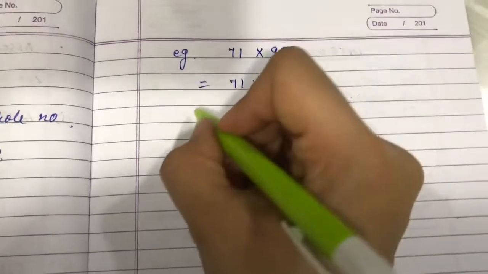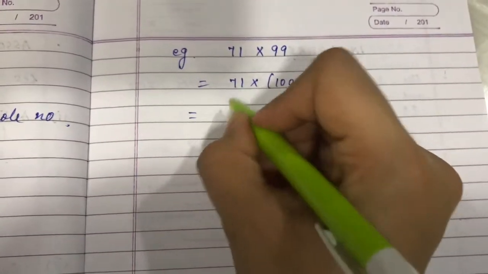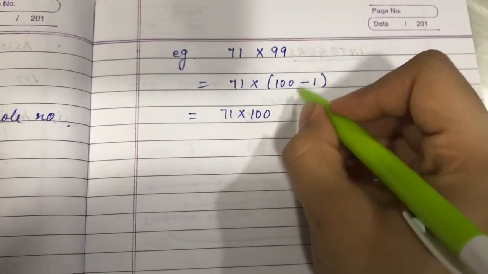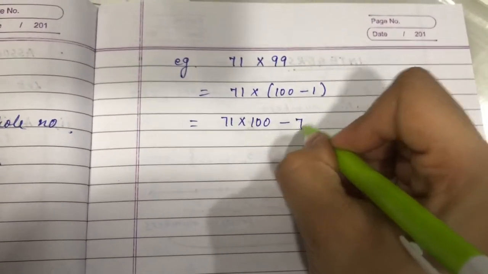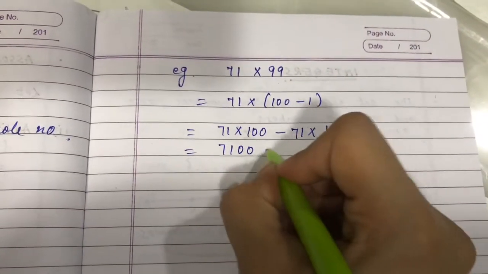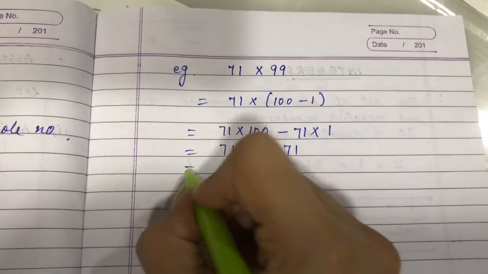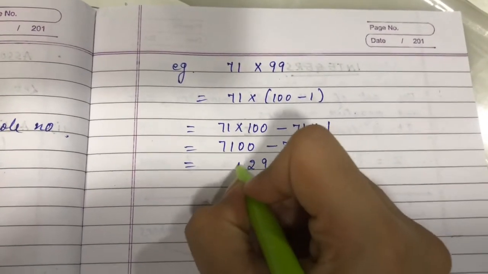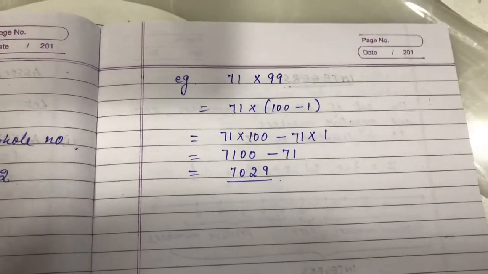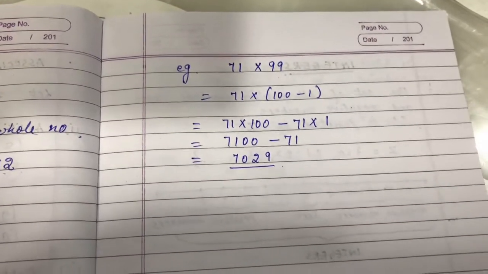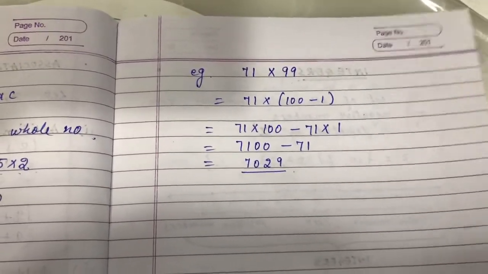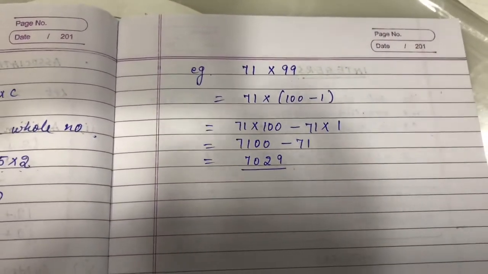Okay. Now I'll use the distributive property again. Outer number into the first number inside the bracket, the operation inside the bracket, then outer number into the second number, which will be 7100 minus 71, which will be 7029, which is your answer. This is how we use the distributive property to solve questions and to make our calculations easier and time saving. I hope it's clear to all of you.